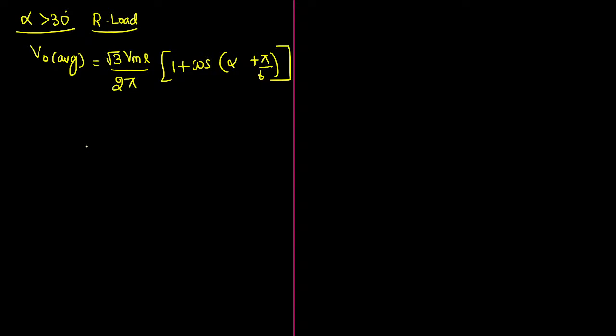So what we observed is the variation in the formula for V naught average and V RMS. For R load, V naught average will differ in both cases. But if we take RL load, it is the same value in all cases. Alpha greater than 30, alpha less than 30, no such cases exist for RL load. Okay, okay sir, fine.